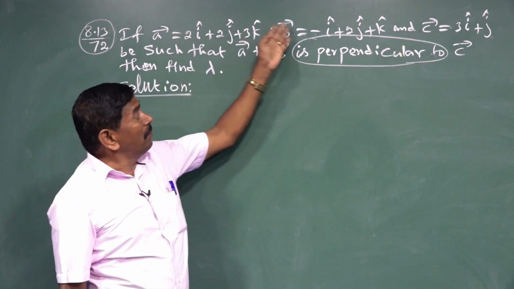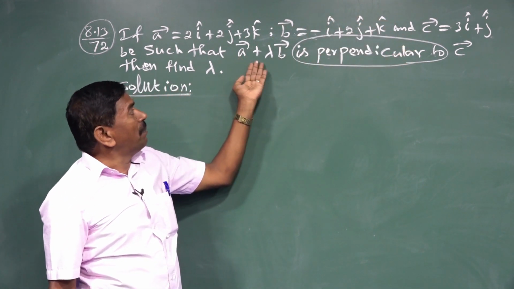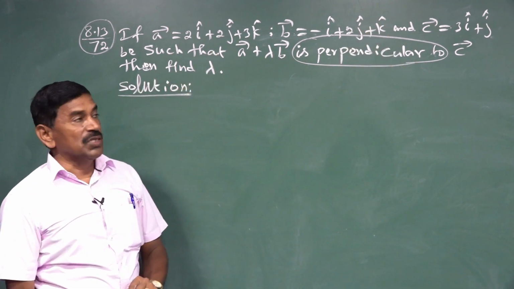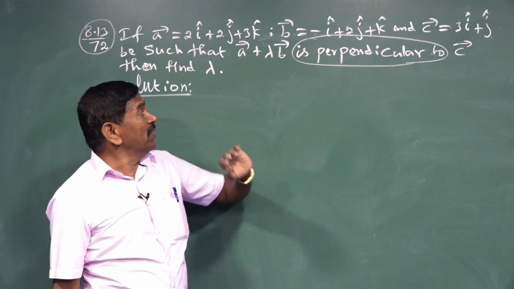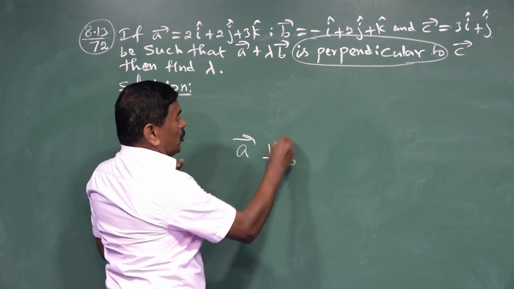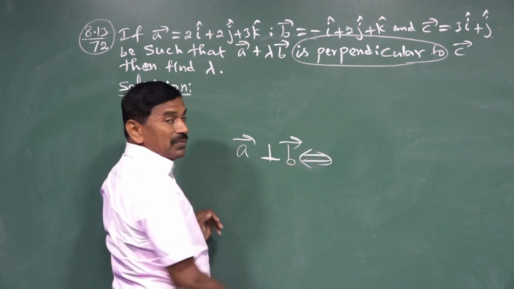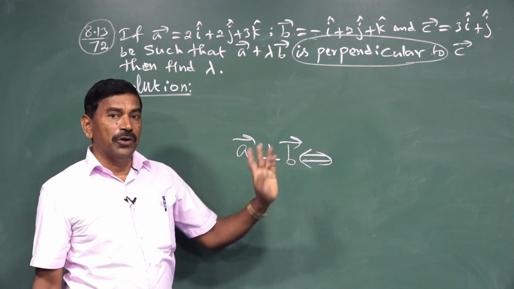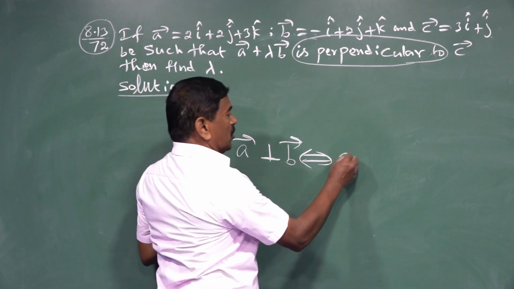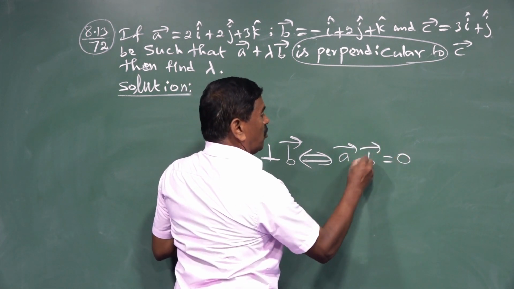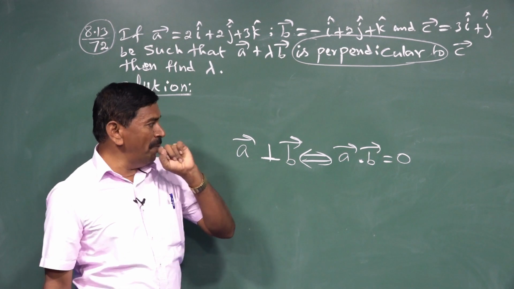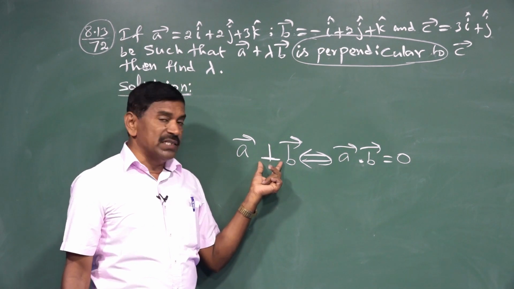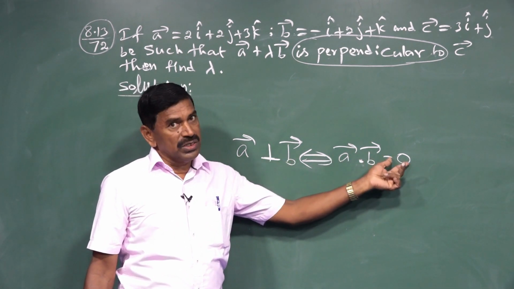So a vector, b vector, c vector are given. A vector plus lambda into b vector is perpendicular to c vector. Then find the value of lambda. The keyword is perpendicular. We know the property: a vector and b vector are perpendicular if and only if their dot product is equal to 0, a vector dot b vector equal to 0. The converse is also true. If the dot product is equal to 0, then the two vectors are perpendicular. If the two vectors are perpendicular, then their dot product is equal to 0, which is a concept.